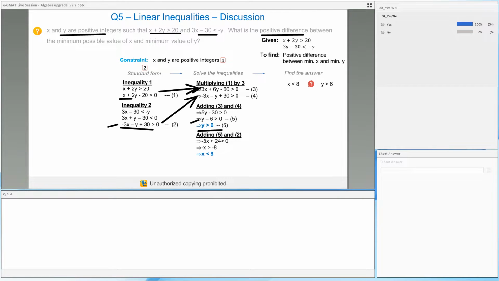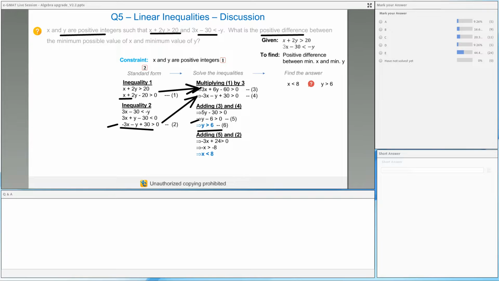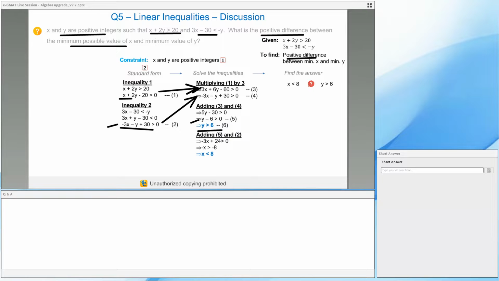Now once you get both of these inequalities, this is where a few of you might falter and end up marking the wrong answer, especially those of you who ended up marking option B. Those of you who marked A, I'm sure now you understand why you made the mistake of not seeing positive difference. But those of you who ended up marking B, I'll tell you why you did so. Now, I need the minimum possible value of x.